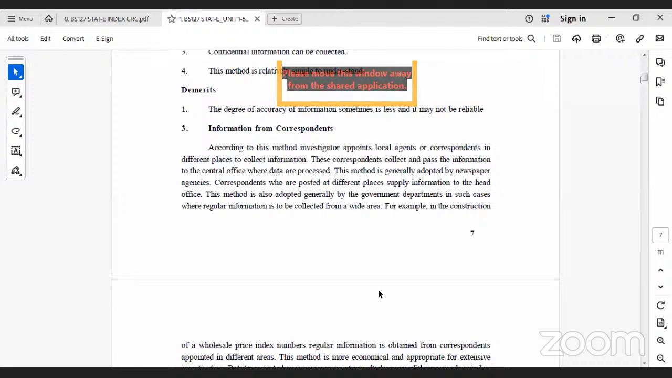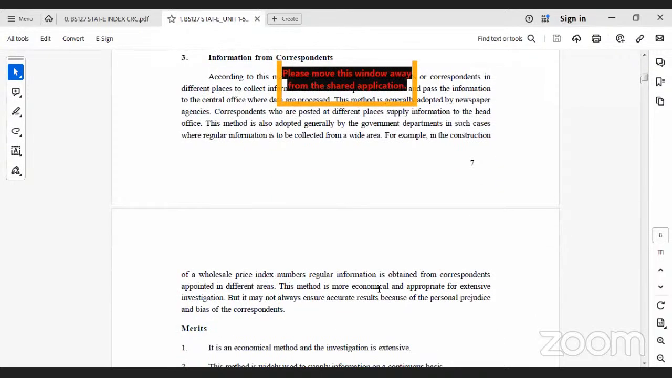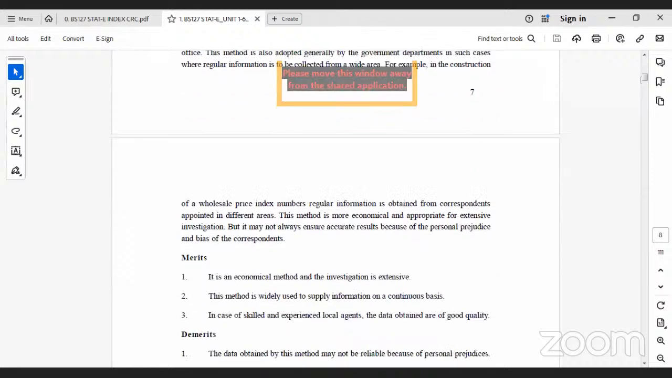This method is generally adopted by newspaper agencies. Correspondents who are posted at different places supply information to the head office. This method is also adopted generally by government departments in cases where regular information is to be collected from a wide area. For example, in the construction of wholesale price index numbers, regular information is obtained from correspondents appointed in different areas. This method is more economically appropriate for extensive investigation, but may not always ensure accurate results because of the personal prejudice and bias of the correspondents.